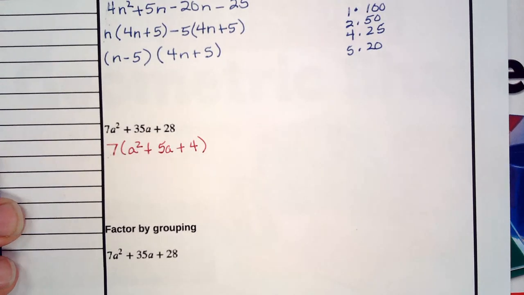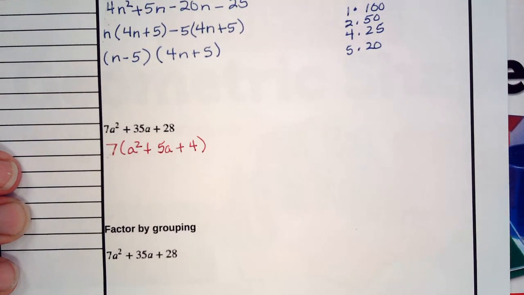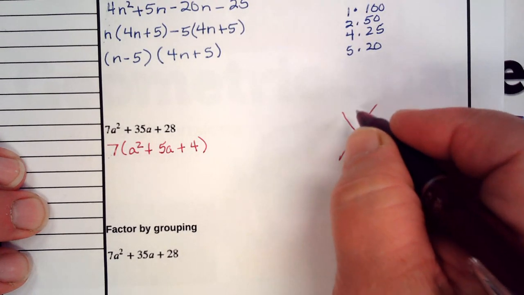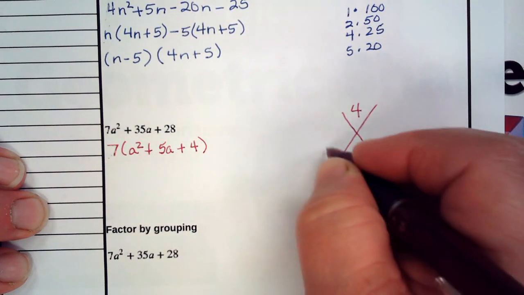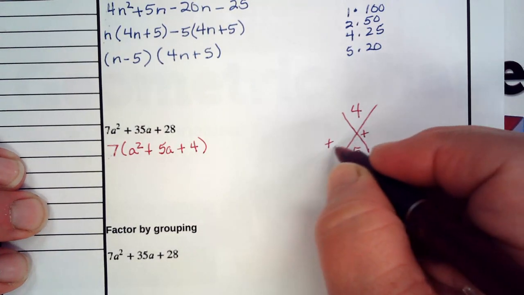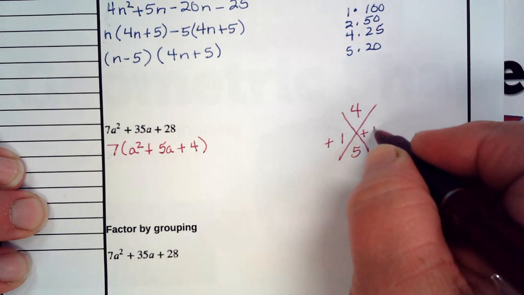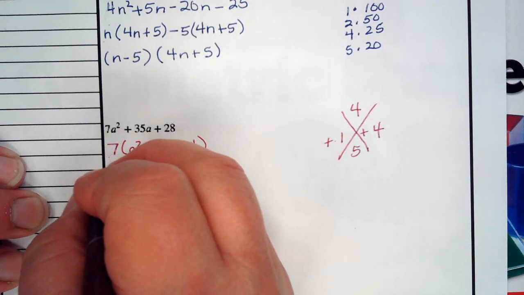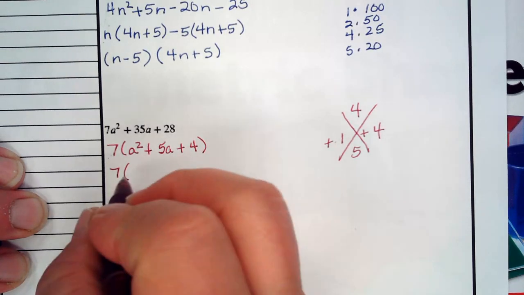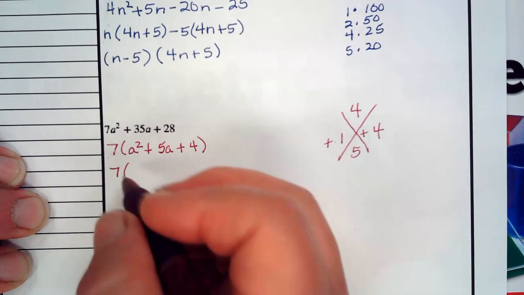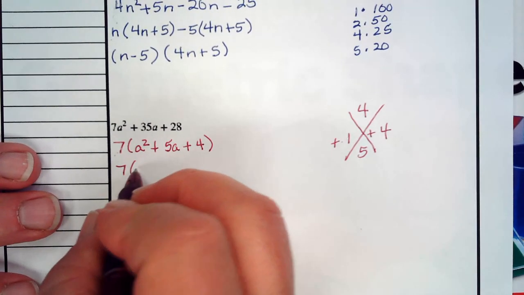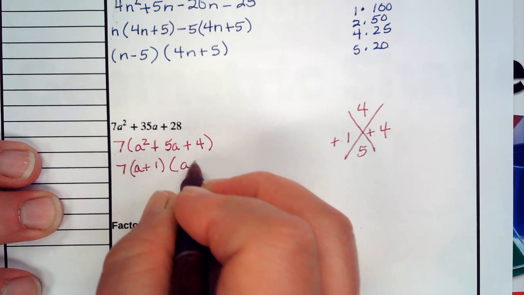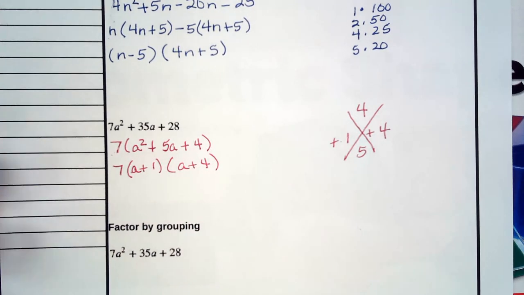Okay, now this is a much easier way to do it. So I've got factors of 4 that add up to 5, both are positive. So it's going to be positive 1 and positive 4. 1 times 4 is 4, 1 plus 4 is 5. So this is 7 times a plus 1 times a plus 4. And we're done.